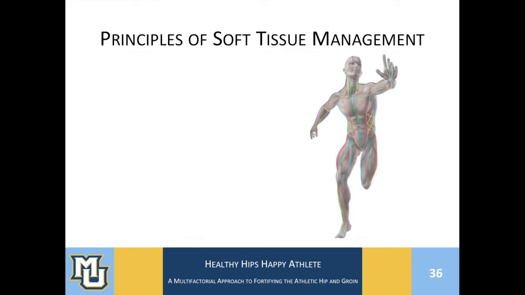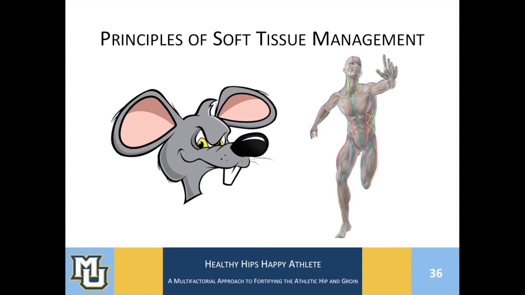Secondly, just as mentioned at the beginning of this presentation, the human body is a complex example of interconnected and interrelated systems. To this end, when implementing soft tissue management strategies, it is important to consider that where the rat gets in is not necessarily where it chews, meaning a presentation of discomfort in the hip may be relieved, in part, by soft tissue management at the level of the shoulder.